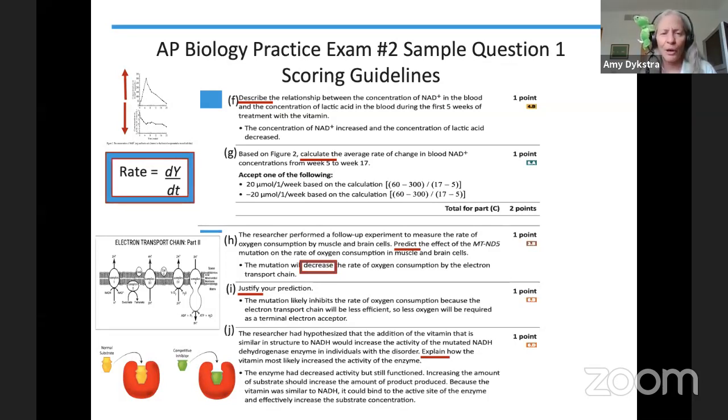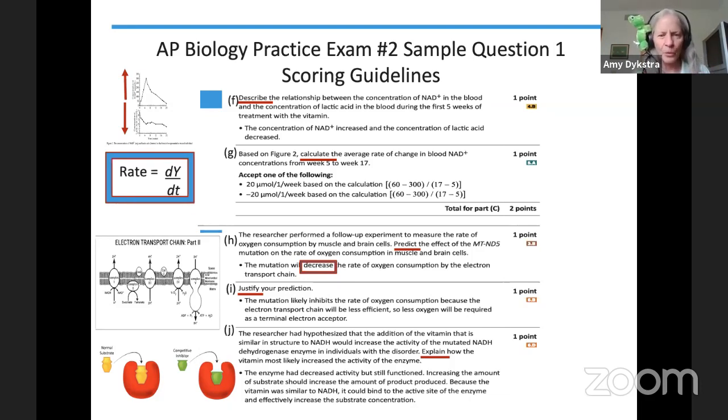Now notice that we do follow up this prediction by asking you to justify your prediction. And this is where you will explain how you figured out how to make your prediction. So if you think about it, this mutation actually prevents the NADH from donating its electron to the beginning of the electron transport chain. So if there aren't any electrons going into that electron transport chain, then there isn't going to be a need for an oxygen at the end of that chain to receive that electron. So remember that the oxygen is the final electron acceptor in the electron transport chain. That's the whole reason that we need to breathe, is to have oxygen for our electron transport chain.